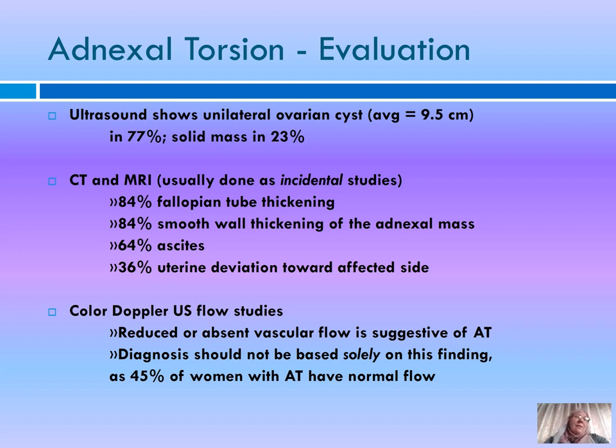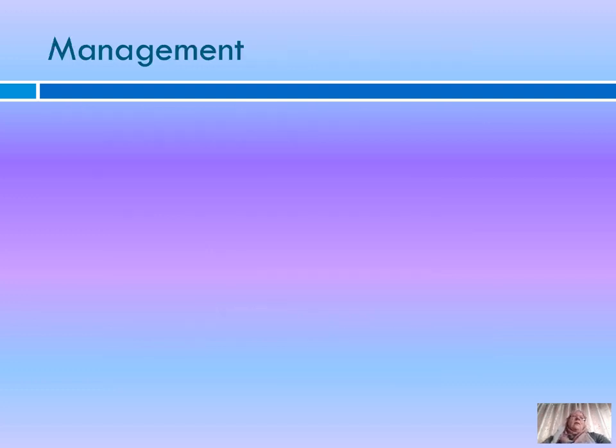Okay, so usually you have a cyst, and you have a somewhat swollen adnex with a lot of increased blood flow around. But as you can see, neither CT nor MRI nor color Doppler ultrasound flow studies are 100% diagnostic techniques. So, a patient like that, what would be the management for this patient? Just think about it a minute.